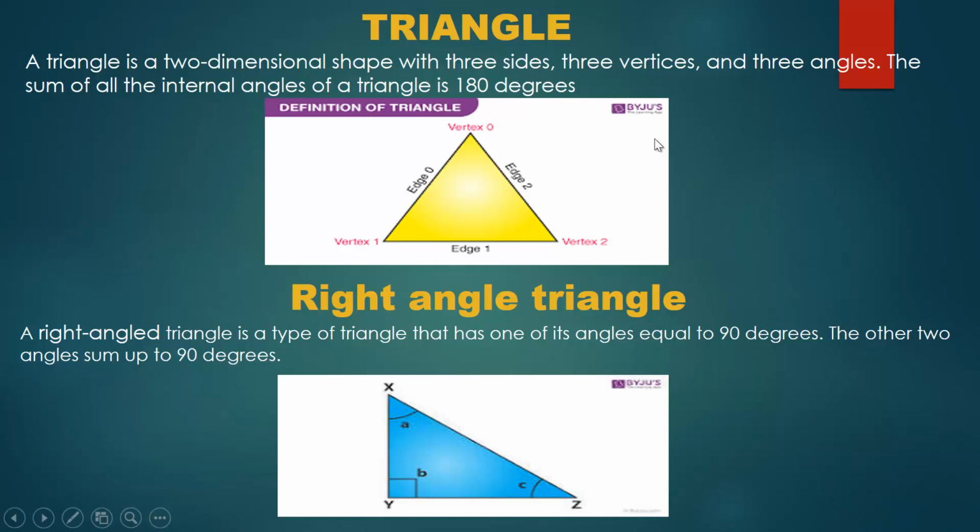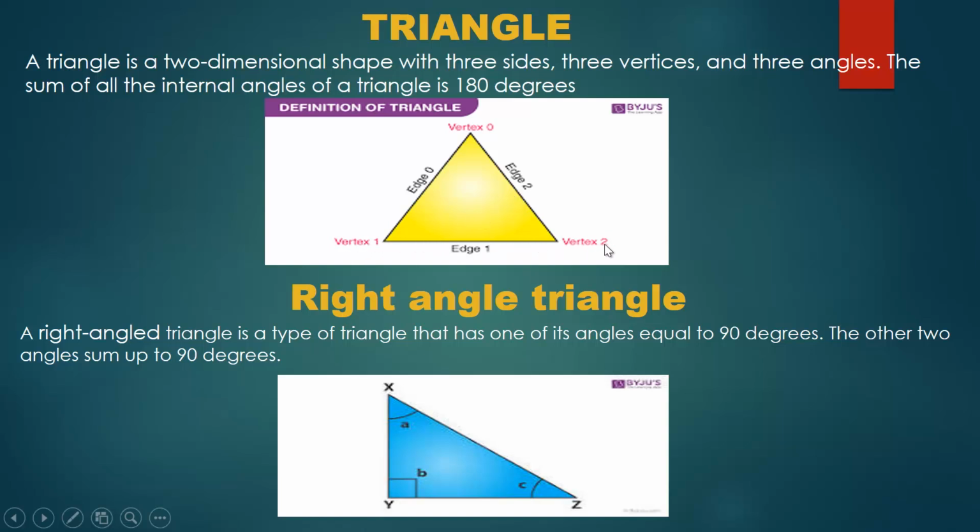So first we discuss a triangle. What is a triangle? According to the definition, a triangle is a two-dimensional shape with three sides, three vertices, and three angles. The sum of all the internal angles of a triangle is 180 degrees. We can see in the diagram this is a triangle and this is a two-dimensional shape.